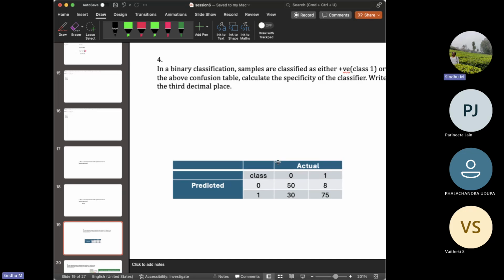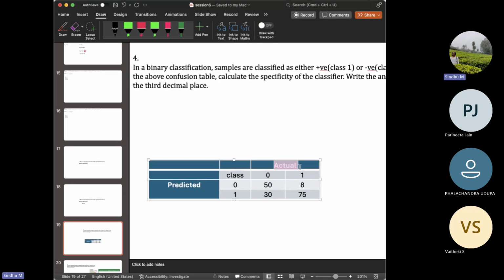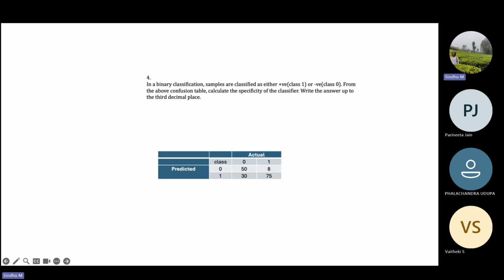here you have the actual. So actually 0 comma 0 is class 0, the predicted class 0 and actual class 0 are 50. So this is the confusion matrix. Based on this, you have to get the final answer. So this will, I think, take some time. You can take about 3 minutes for this, then we can discuss the solution.